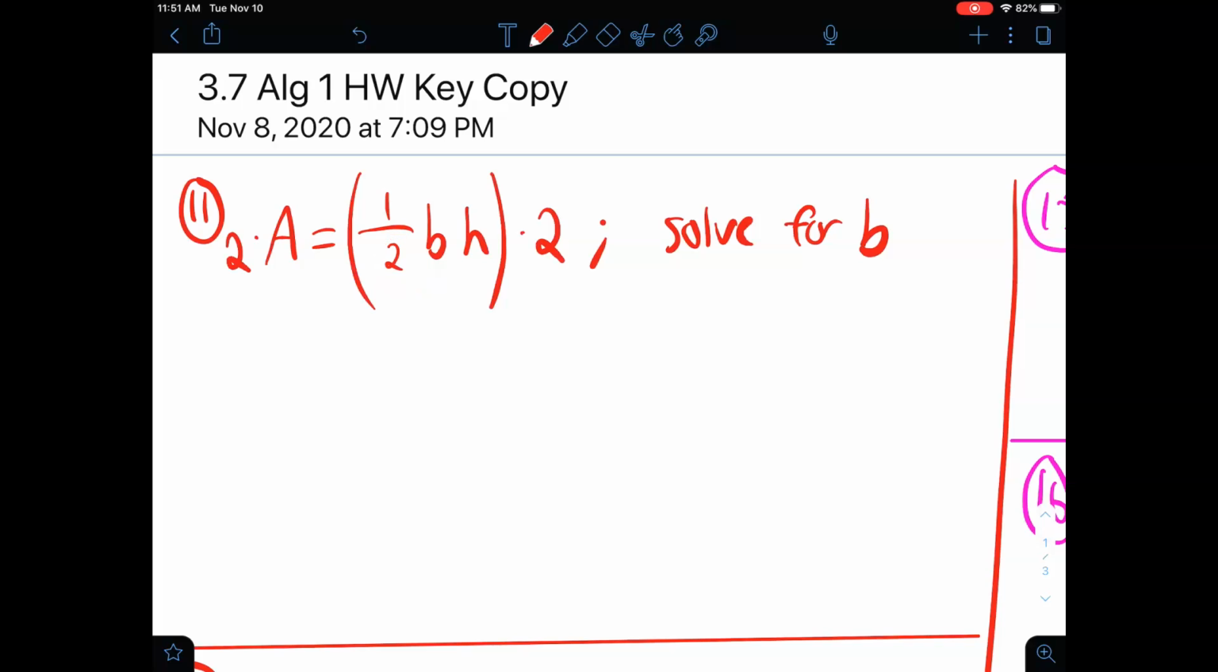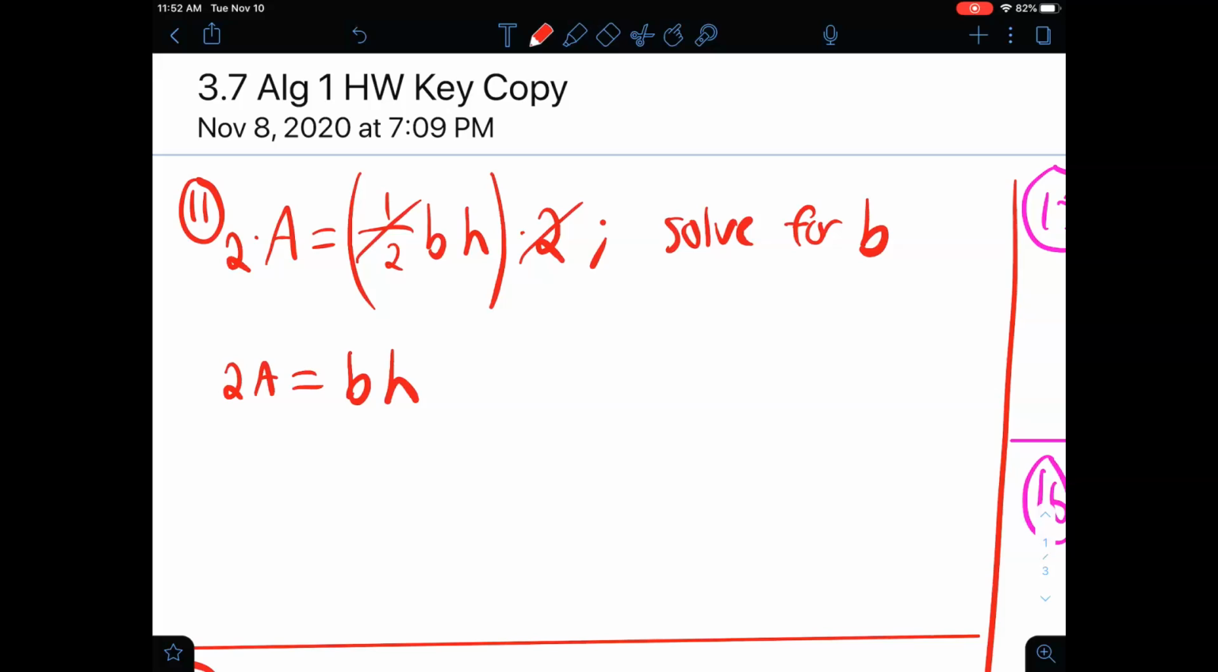Or, because if you have 1/2 B and we divide by 1/2, dividing by a fraction is the same thing as multiplying by the reciprocal. So in this case, multiplying by 2 is going to work for both cases. So 2 times A is going to be 2A. Those don't combine. The 1/2 and the 2 are going to cancel, and we get B times H.